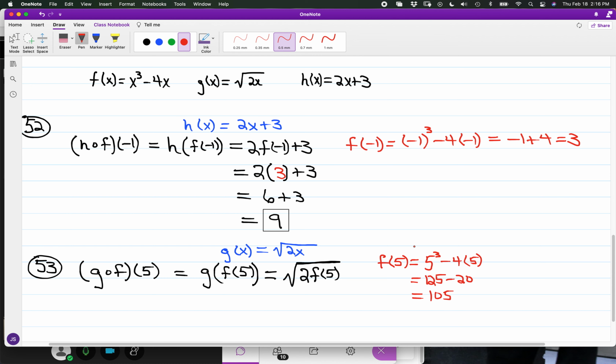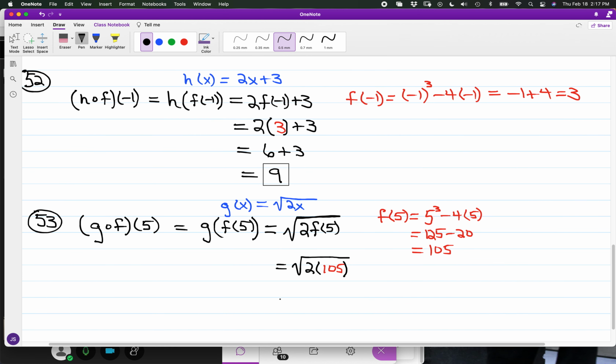Okay, and so just transferring that back into the radical, we have the square root of 2 times 105. And this will come out to the square root of 210.